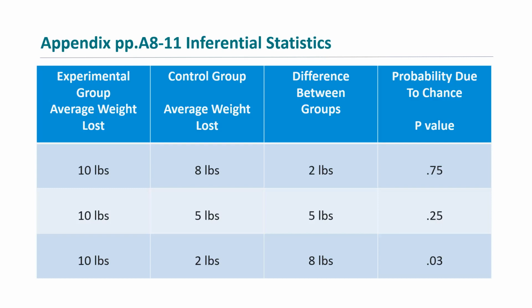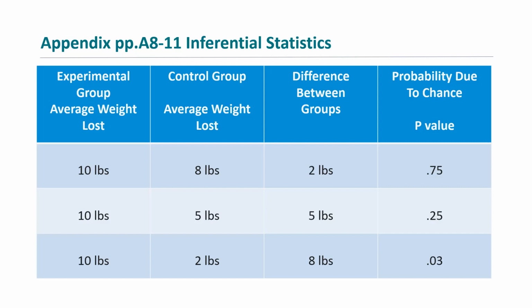Well, you know what? That's not good enough. I mean, 25% chance, like I'm not going to start manufacturing this weight loss pill and spending millions of dollars if there's a 1 in 4 chance that it didn't actually work. Your p-value has to be much lower. How low?